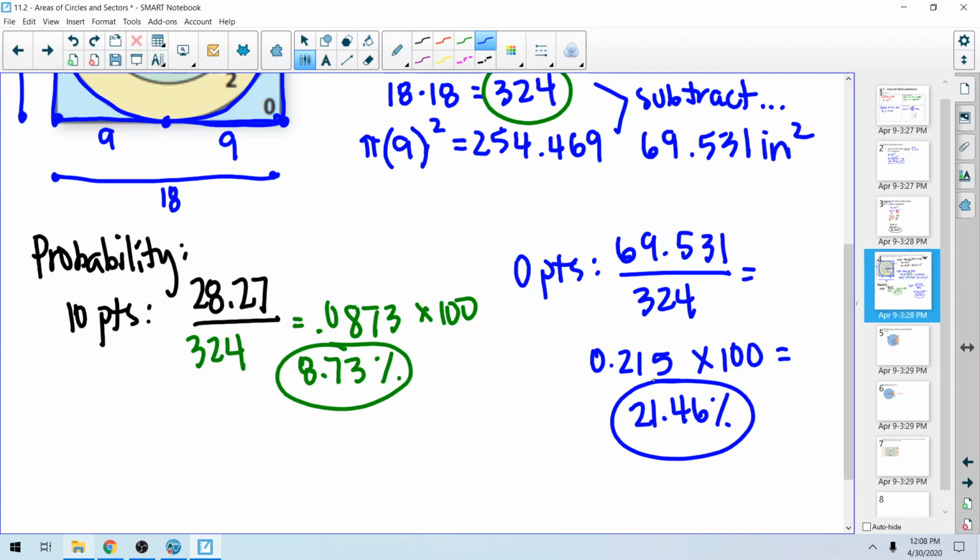So again, which one are you more likely to hit? Well, the 21%. So 0 point more likely.